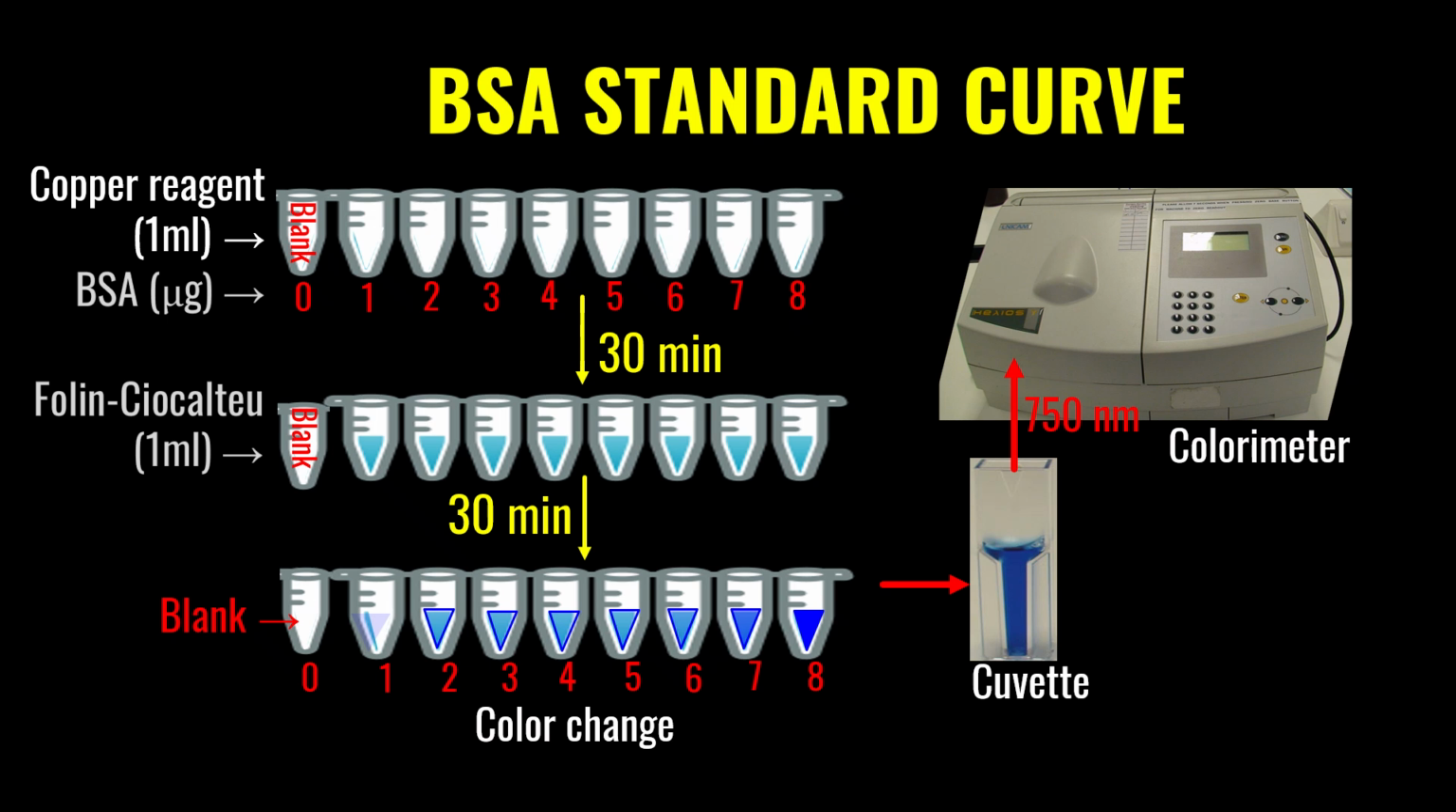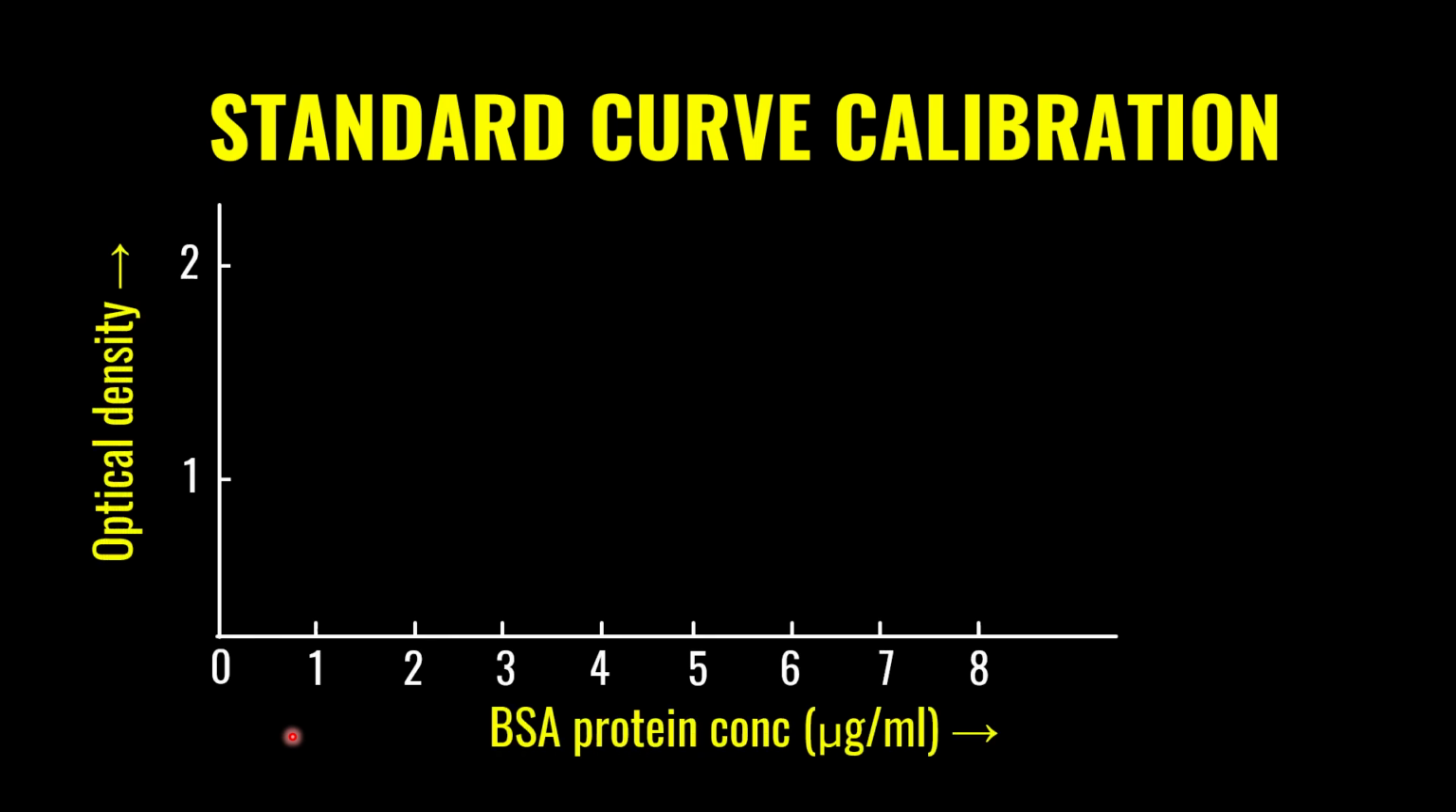So standard curve calibration, we have obtained the optical density for different concentrations of BSA and these are the values shown by these stars. You connect these points and you will get a straight line curve. So this is called a standard curve. Using this, you can measure the concentration in your sample.